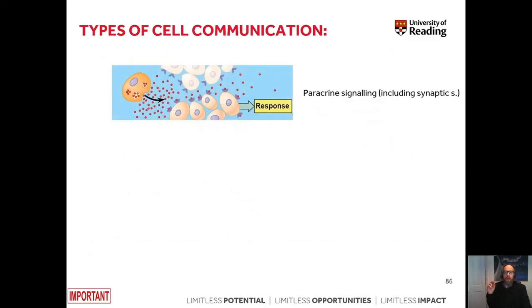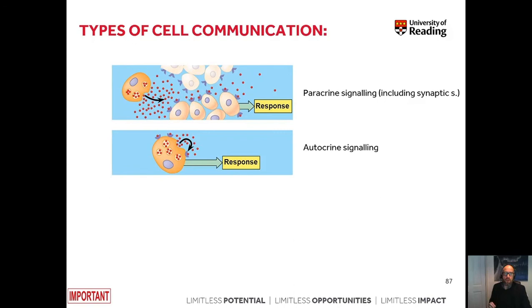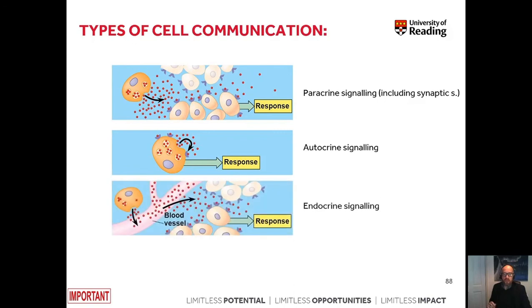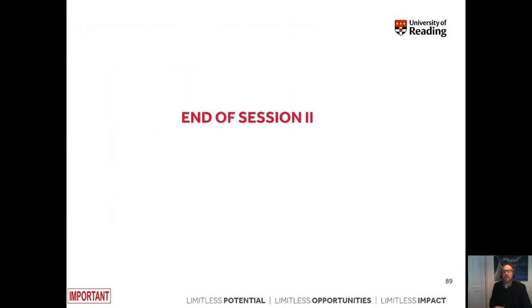So, what are the types of cell communication in a nutshell? We have paracrine signaling, we have autocrine signaling, endocrine signaling, and there are also signals transmitted between cells via cell junctions and cell-to-cell recognition.